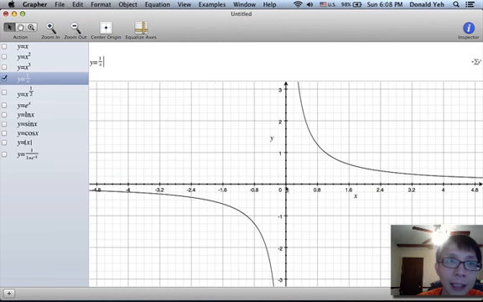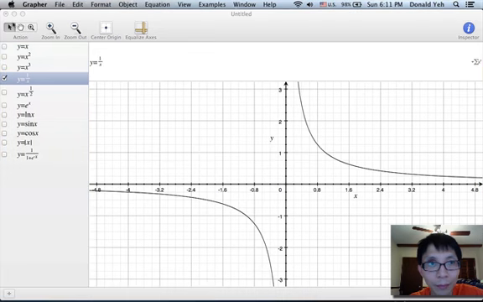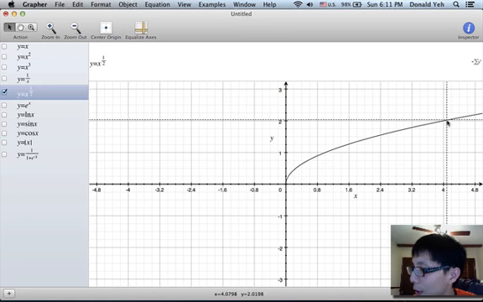Okay, so next thing is square root of x. And the way I always tell people, it looks kind of like a quarter of a football if you just cut off right here. Okay, if you look at it here, it looks like a quarter of a football.